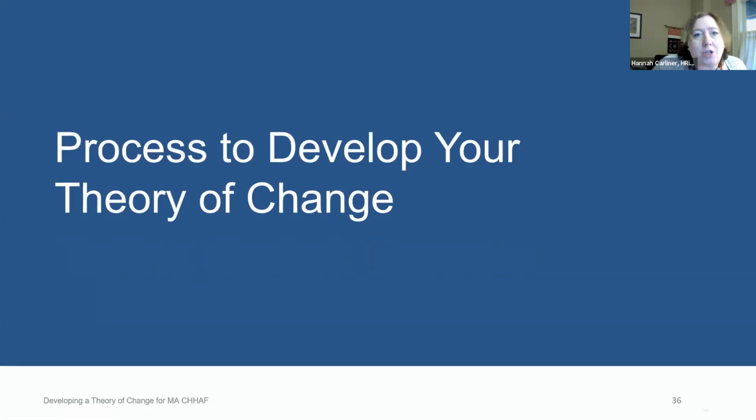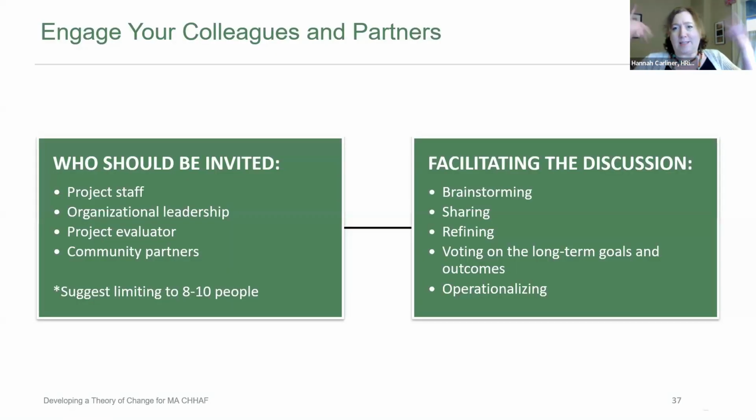We are going to skip the example, and this is just to help you envision what we're recommending for your process. One is, don't do this on your own. Get together with your colleagues, get together with any partner organizations. Maybe you reached out to somebody 6-8 months ago when you were developing your application and said, we're doing this project, come join us. This is a great time to re-engage them and say, let's get together and have a meeting and work on a theory of change together.